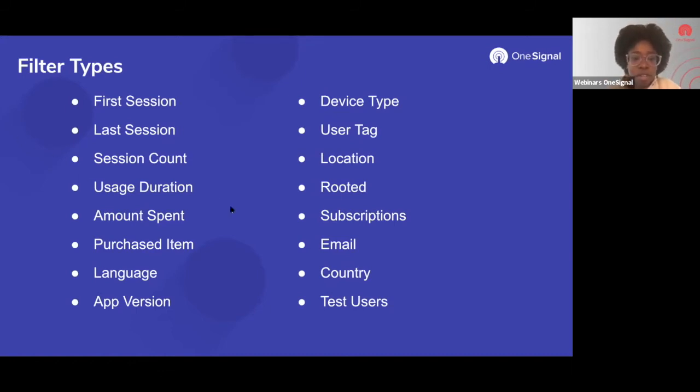And so we have a lot of others here, such as amount spent, purchase item. Those are going to be for mobile apps. You can even filter by language of the person's device, the app version they're on, the specific device type, user tag, which is a great one that we're going to get into a little bit more, location, and then a few others as well, such as country and email.